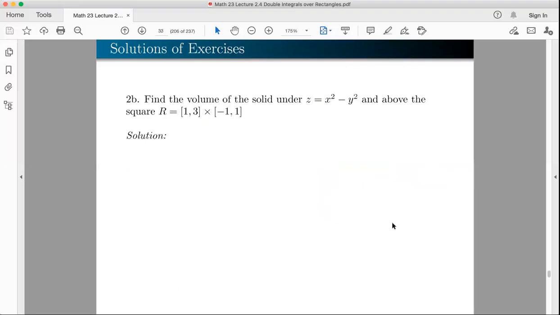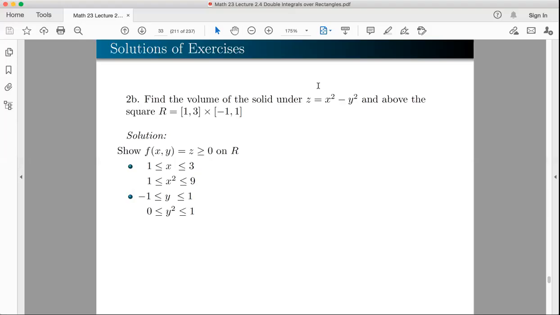For the next example, we want to find the volume of the solid under this curve and above the rectangular region R. So first we show that our f is greater than or equal to 0. The bound on x is from 1 to 3, so for x squared, we just square everything. The bound on y is negative 1 to 1. What happens when we square? Do we get 1 to 1? No. What we get is y squared is from 0 to 1.